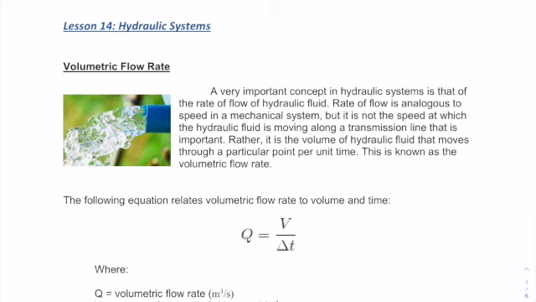Rate of flow is analogous to the speed in a mechanical system, but it's not the speed at which the hydraulic fluid is moving along a transmission line that is important. Rather, it's the volume of the hydraulic fluid that moves through a particular point per unit time. This is known as volumetric flow rate, and volumetric flow rate is calculated using the following equation.